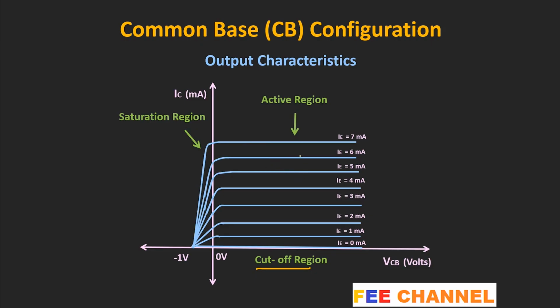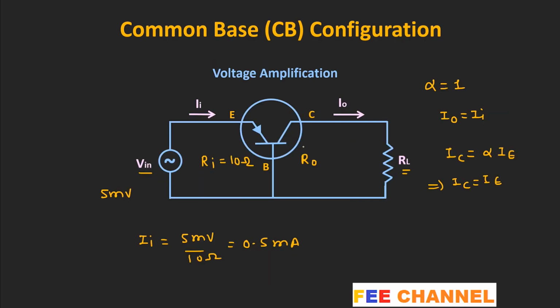Now, for the common base, the output impedance is very high. And in fact, that is also evident from the output characteristics. Because if you see over here, in the active region of operation, even if we increase this collector to base voltage, the collector current almost remains constant. That means the output resistance, that is delta VCB divided by delta IC, will be very high. And typically, it used to be in the range of hundreds of kiloohm. So, let's say, here the output impedance is equal to 100 kiloohms. And here the value of the load is equal to 1 kiloohm.